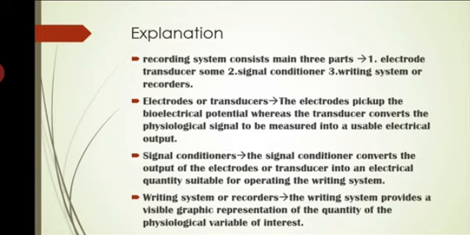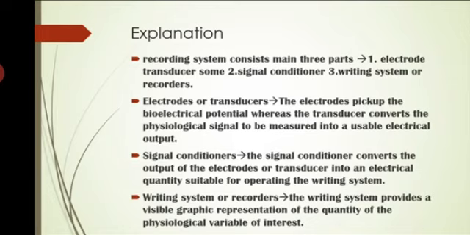Then next is the writing system or recorders. The writing system provides a visible graphic representation of the quantity of the physiological variable of interest. So at the output side, a number of output devices are used. The output of the signal conditioner is given to a writing system or recorders.